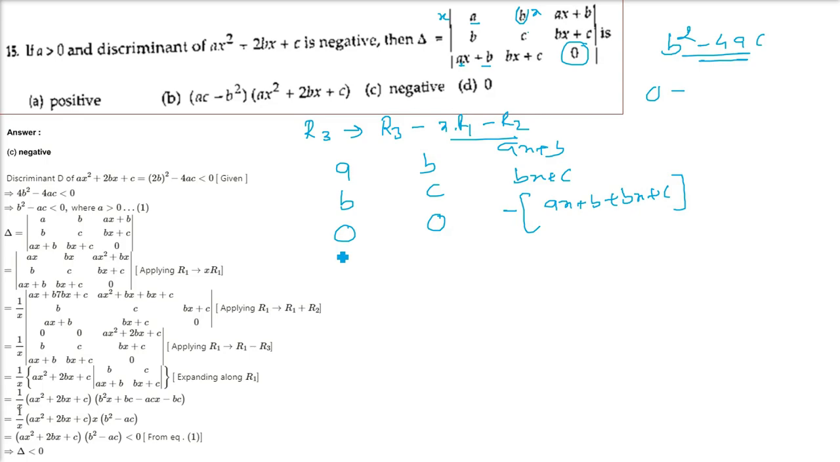Let us open it using the third row. When we open it using the third row, what do you get?